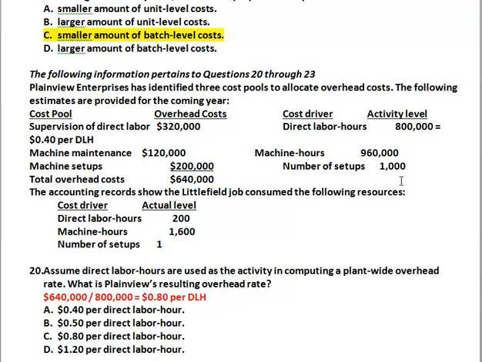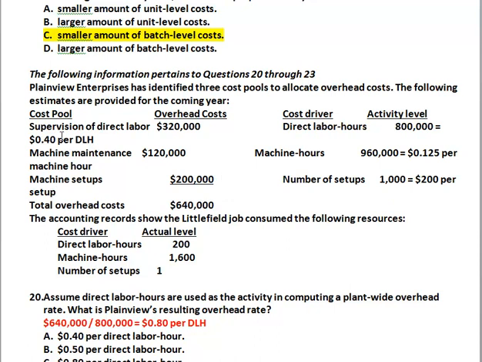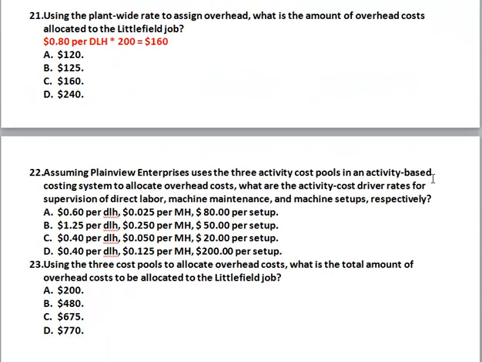I'm going to do the same thing for machine maintenance. I'm going to take machine maintenance cost of 120,000, divide it by the machine hours of 960. So that's going to give you a rate of 12.5 cents per machine hour. And then the same thing for setup cost. You have $200,000 of setup, and you have 1,000 setups. So that means your rate is $200 per setup. So it's 40 cents, 12.5 cents, and then $200. So the answer choice that basically corresponds to what we calculated would be D.